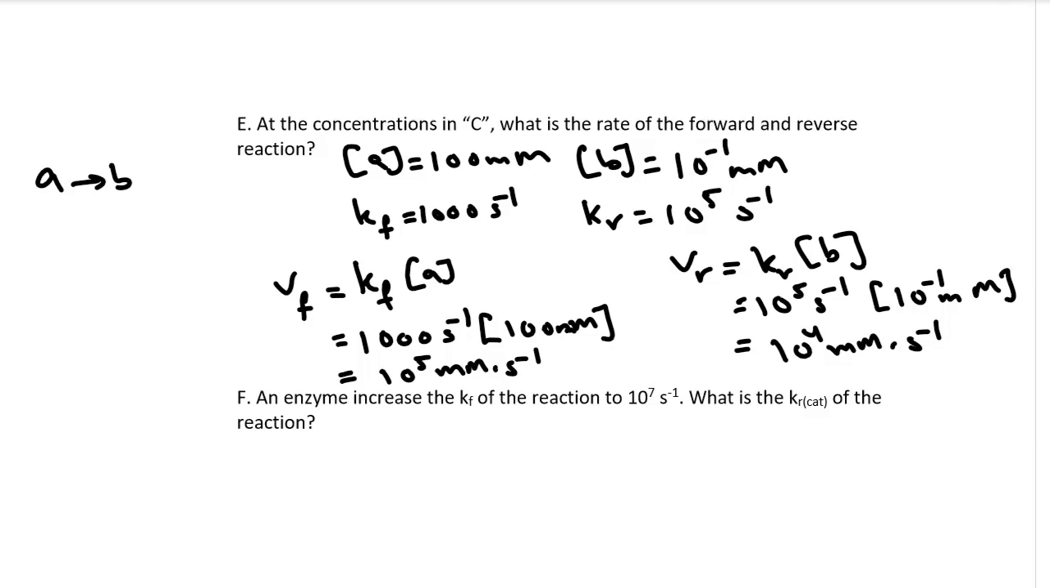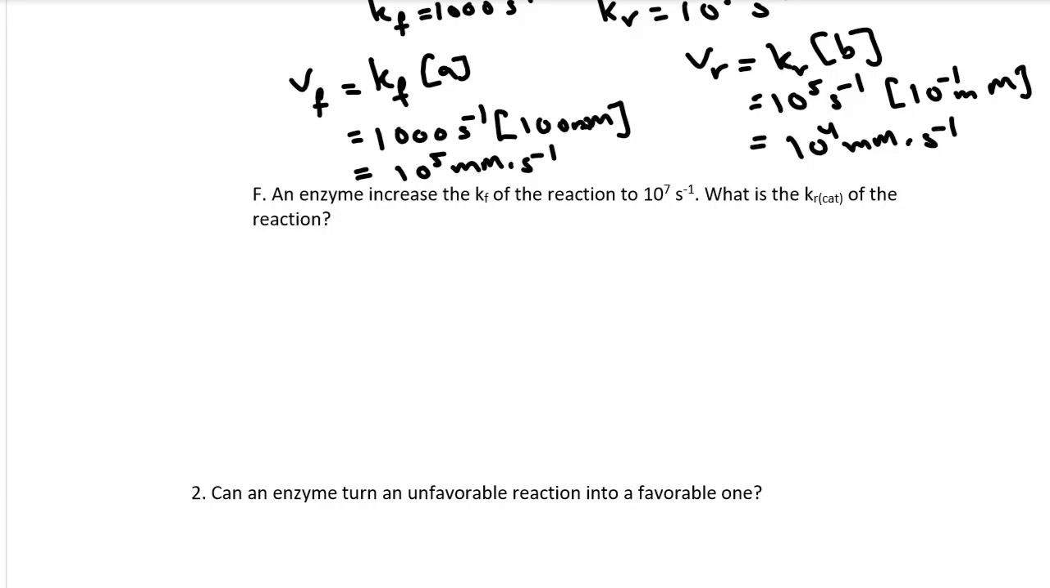Now, the next one, an enzyme increases the Kf of the reaction to 10 to the 7 per second. Okay, so this is telling you that the Kf, not the rate of the forward reaction, the Kf is being increased to 10 to the 7 per second. It's not saying it's increasing them by 10 to the 7, it's saying it has been increased to 10 to the 7. That means my Kf cat equals 10 to the 7 per second. Now, what we want to know is, what is Kr cat?